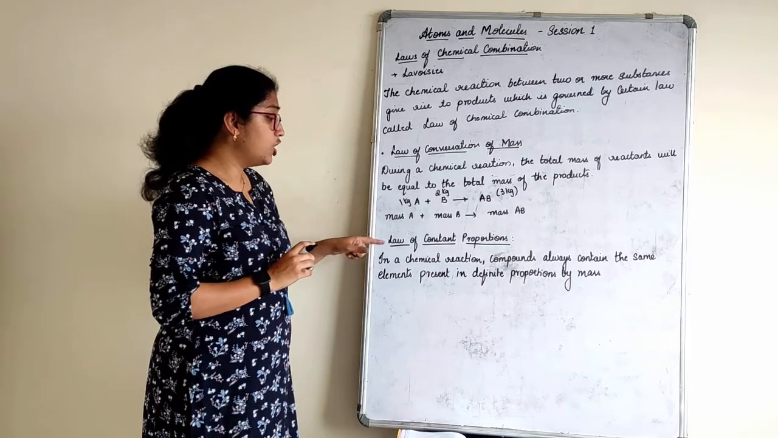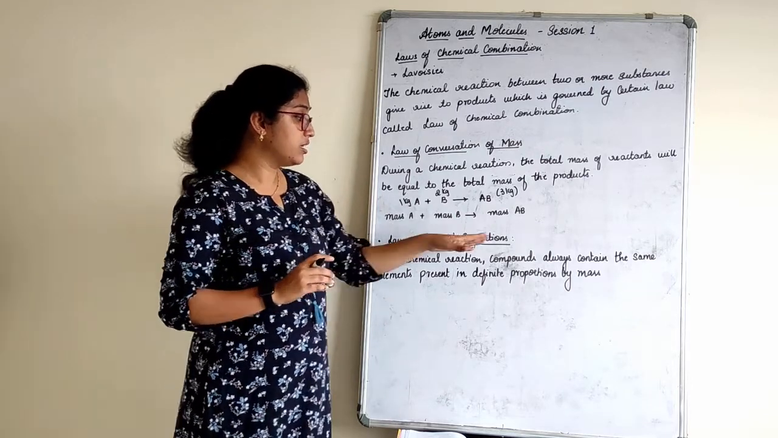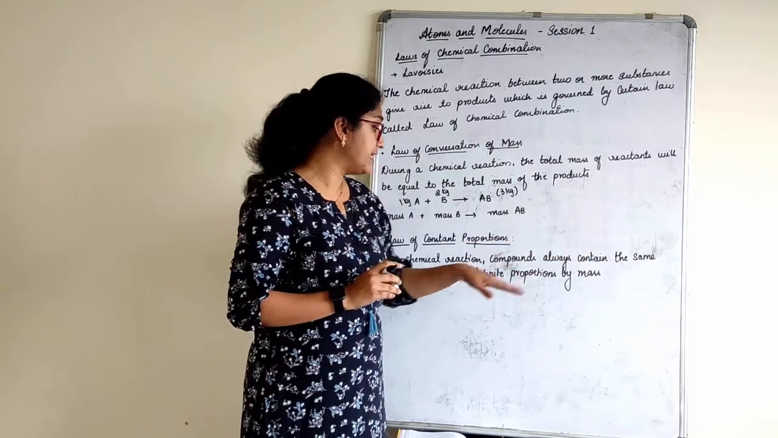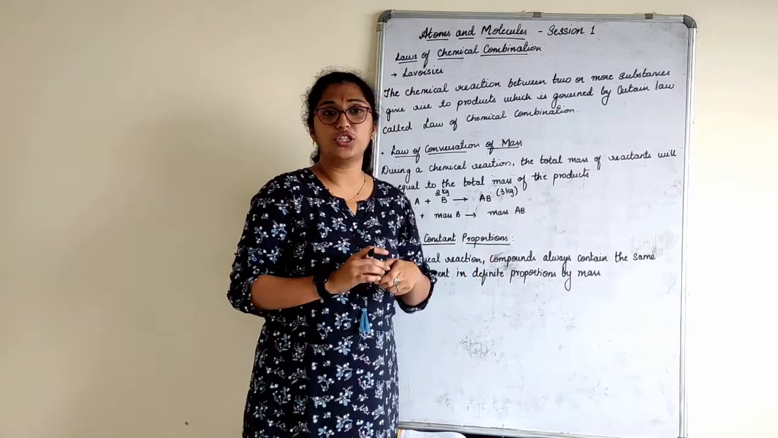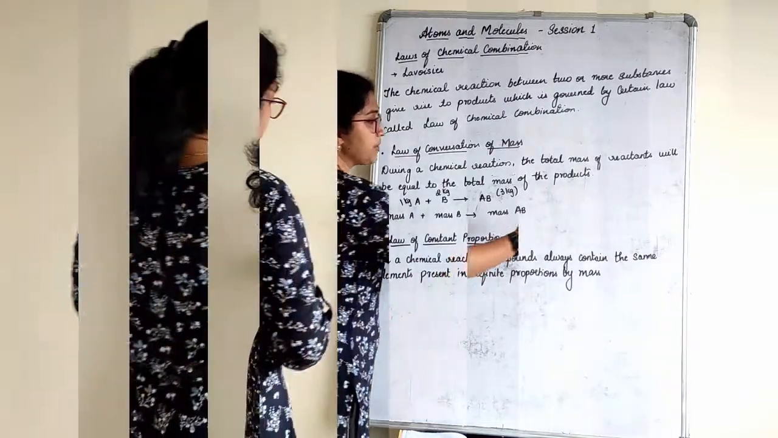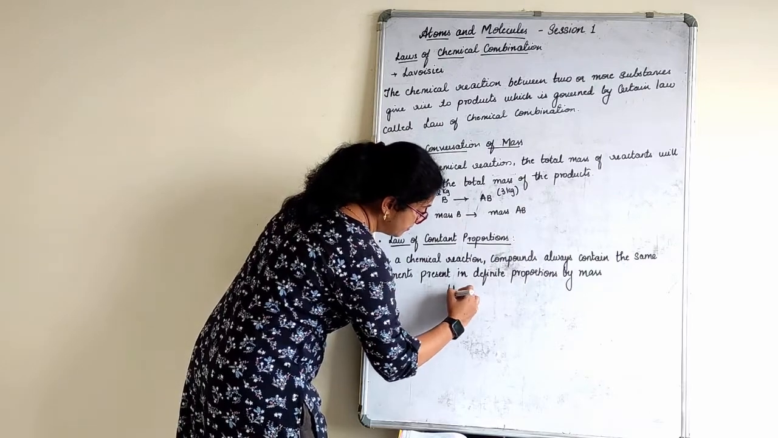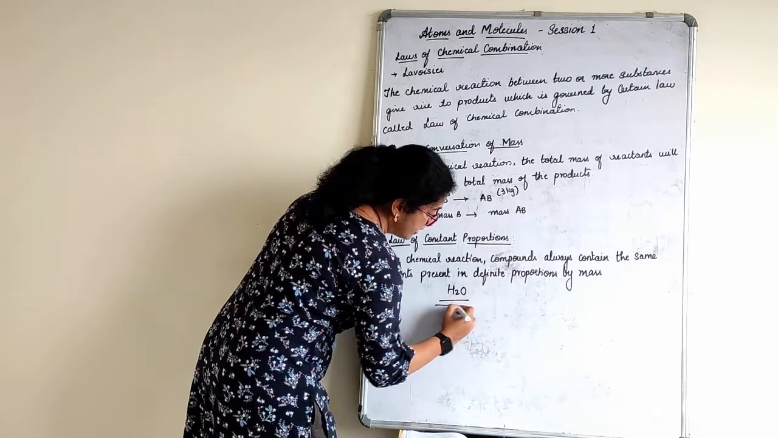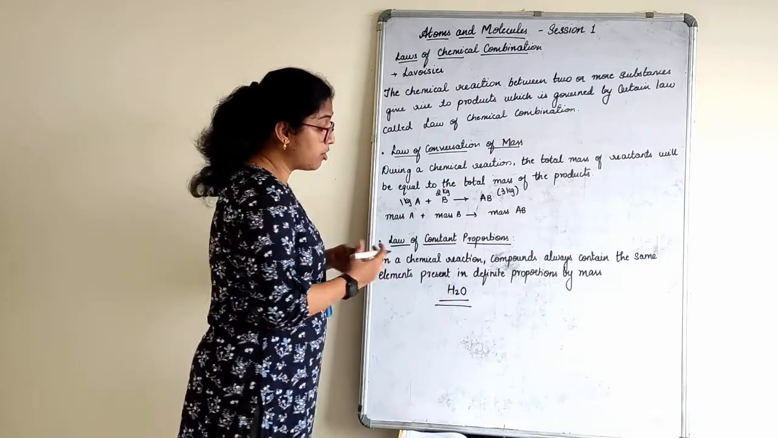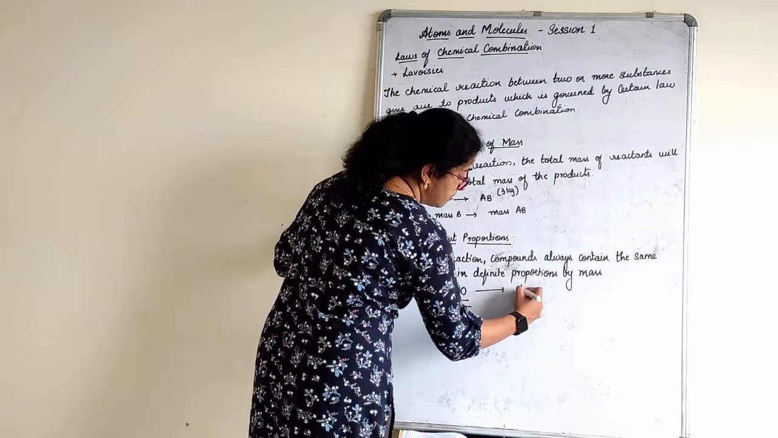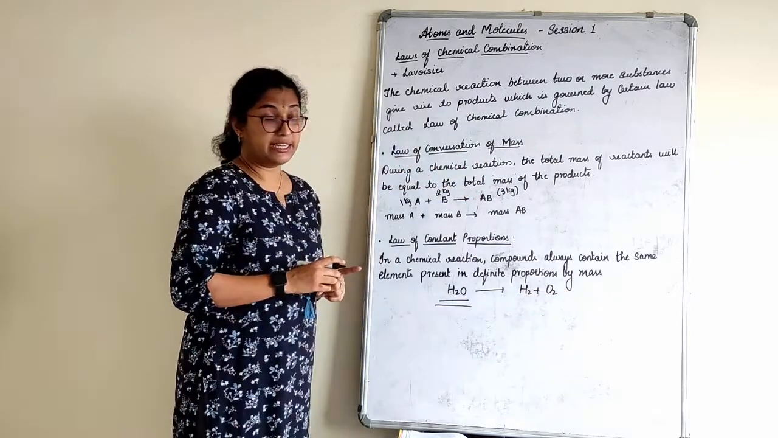The next, law of constant proportions. In a chemical reaction, a compound always contains the same elements present in a definite proportion by mass. Now suppose I talk about the water formula, H2O. In H2O, how is the combination done? This combination is done by hydrogen plus oxygen. So that is what I get, H2O.